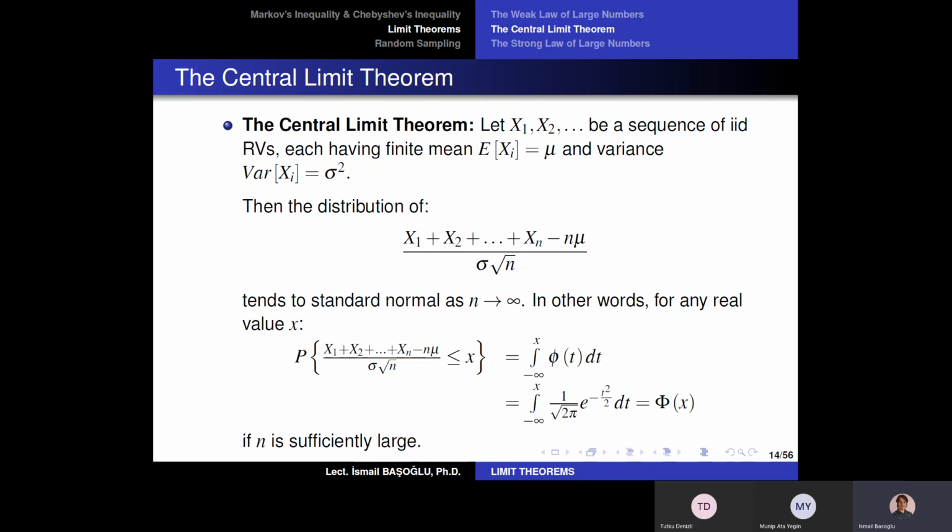Or in other words, if we intend to calculate the probability of that formulation given here to be less than or equal to x, that probability will be calculated by the integral of the standard normal probability density function from minus infinity to x, or you can directly use the cumulative distribution function from the table at x. But this is only going to be possible when n is sufficiently large, it says.